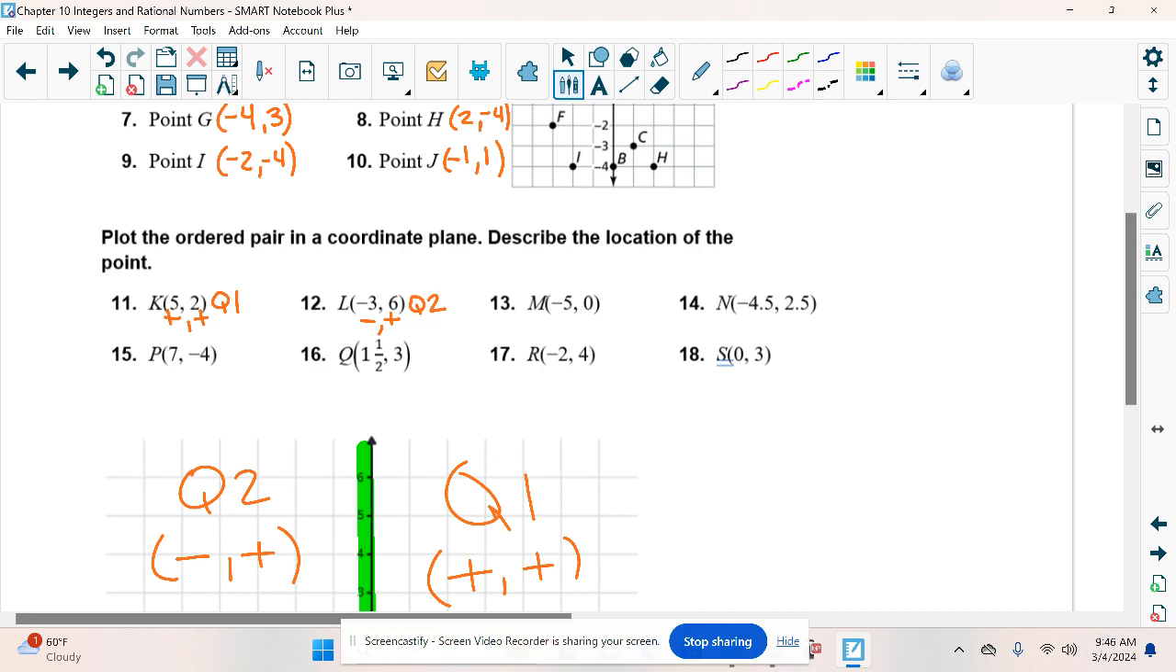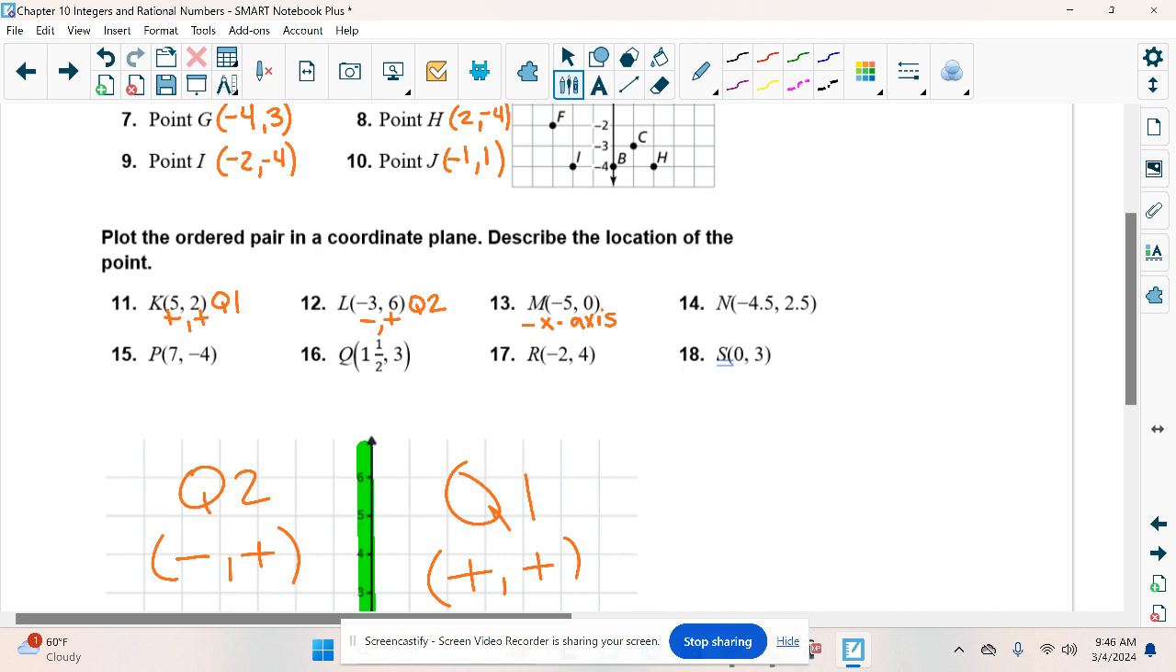All right. Number 13. We have negative 5, 0. So we have negative, and then we have a neutral. So where is it going to be? On one of the axes. Which one is it? The negative x axis. It's going to be on the negative x axis.